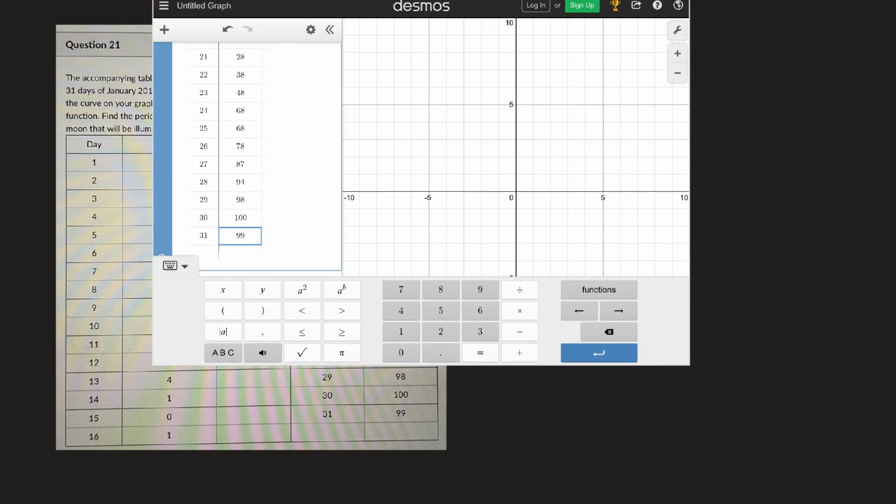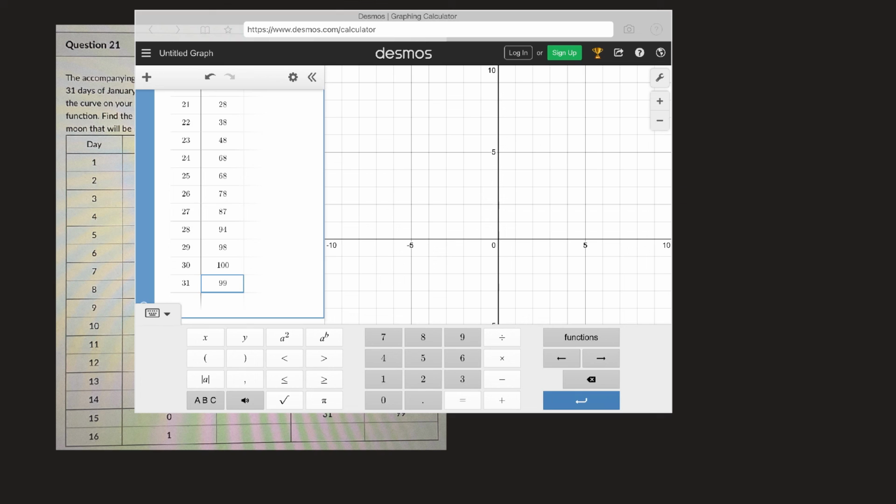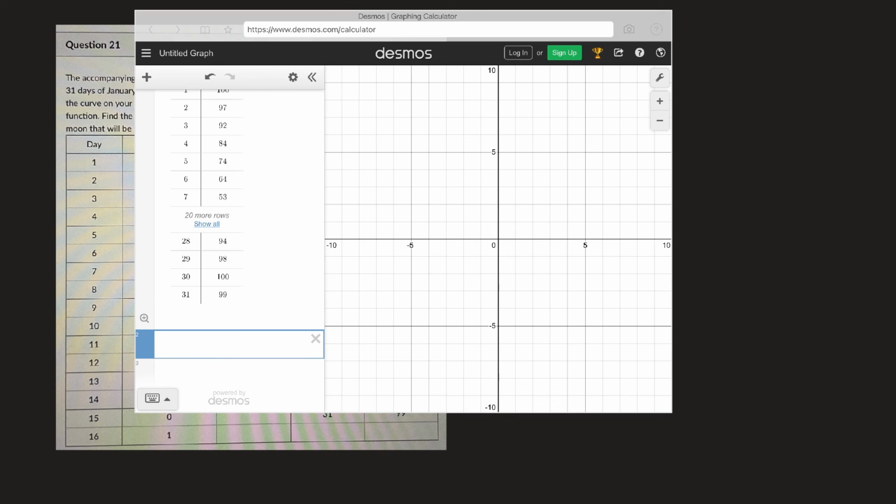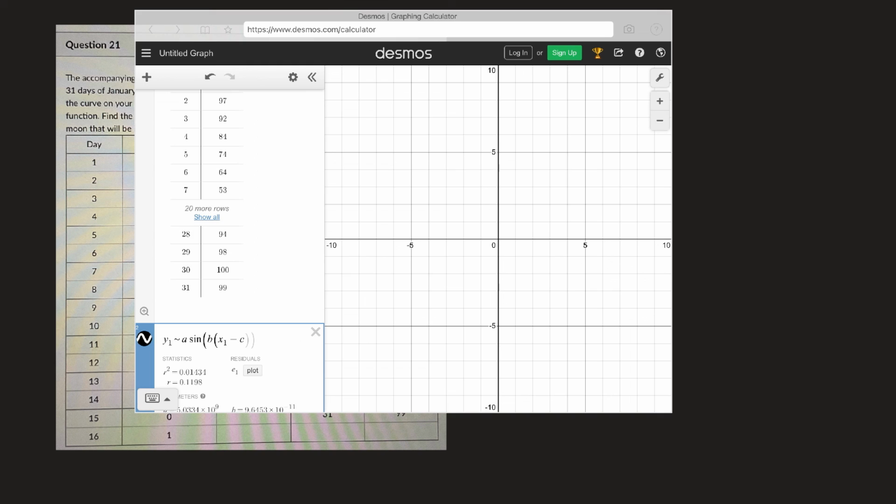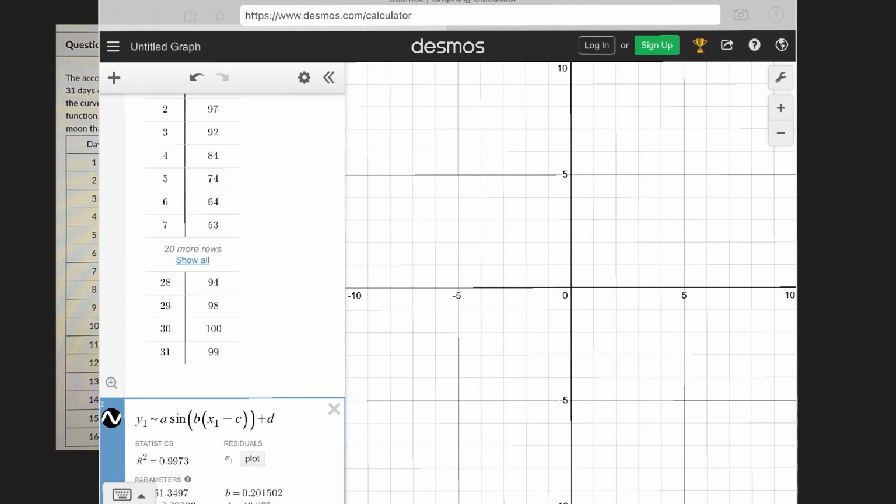Let me come down here and add another function. I want y1 and, not equal, I have to use that tilde thing. And I want it to define a sine of b times x1 minus c, plus d. There. So we want it to define that data, and come up with a curve for it. Let me make this just a little bit bigger.